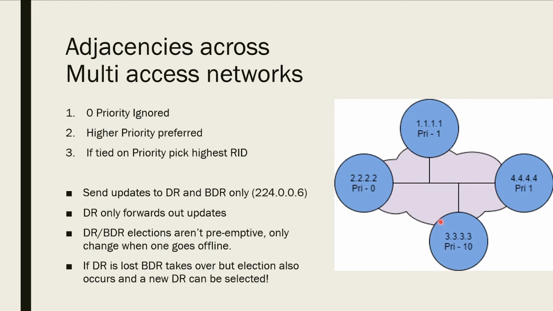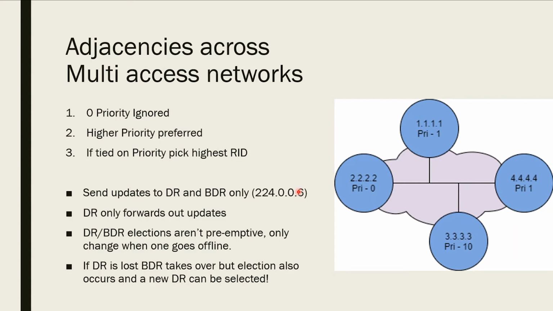Instead, what we do is we have the concept of a DR and a BDR, so a designated router and a backup designated router. These devices form those adjacencies with the DR routers. You advertise your updates towards those designated routers using multicast, and the DR then forwards out the updates. The BDR sits in the background; it's basically a backup, and it stores an active state ready to go if the DR fails in some sense.